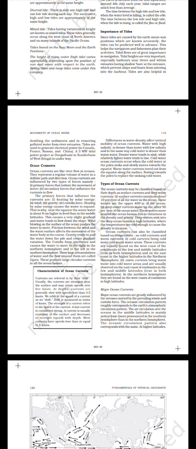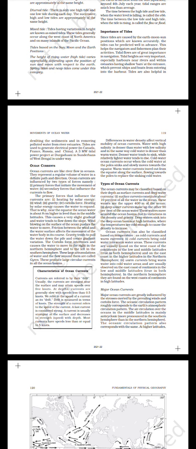These waters move around the ocean basins due to variations in the density and gravity. Deep water sinks into the deep ocean basins at high latitudes where the temperatures are cold enough to cause the density to increase.